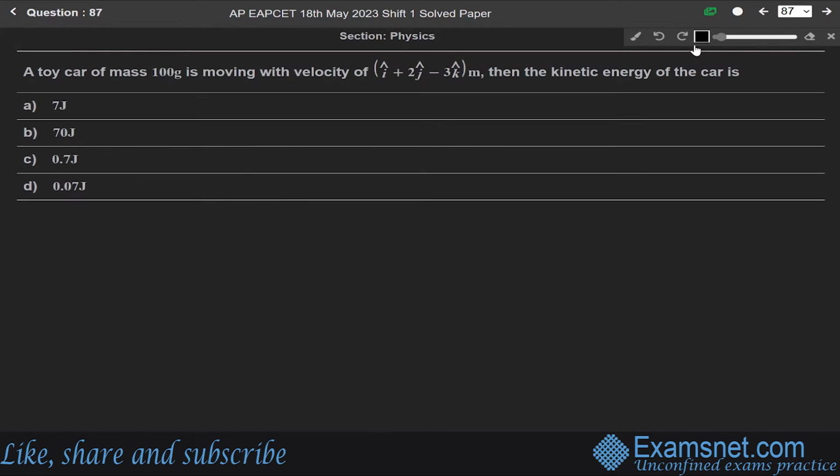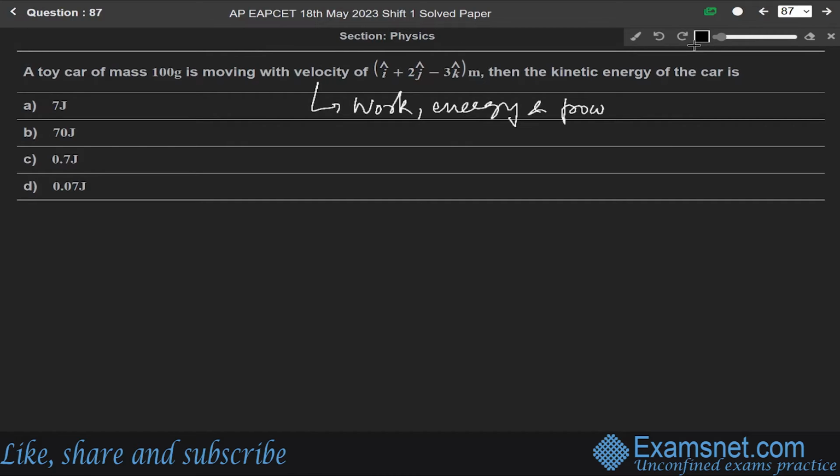Now next question, 87. According to this question, a toy car of mass 100 gram is moving with velocity of i plus 2j minus 3k meter per second. Then the kinetic energy of the car is? We have to find the kinetic energy. This question is from the chapter of work, energy and power.